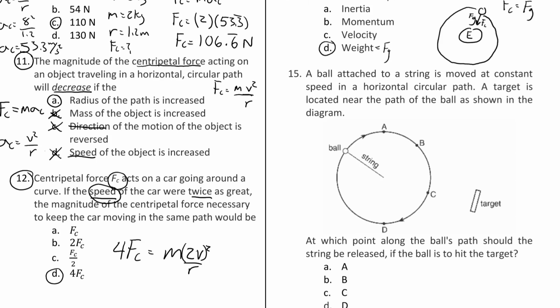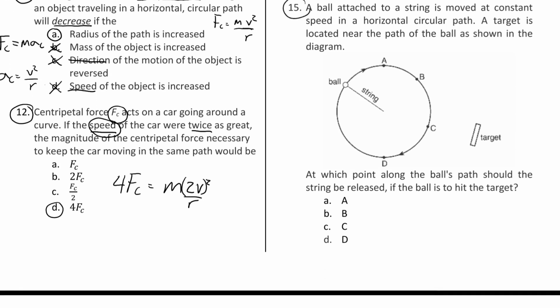Boom. 15. A ball attached to a string is moved at constant speed in a horizontal circular path. A target is located near the path of the ball, as shown in the diagram. So here's the target. At which point along the ball's path should the string be released if the ball is to hit the target? Remember, velocity acts tangent to the circle.